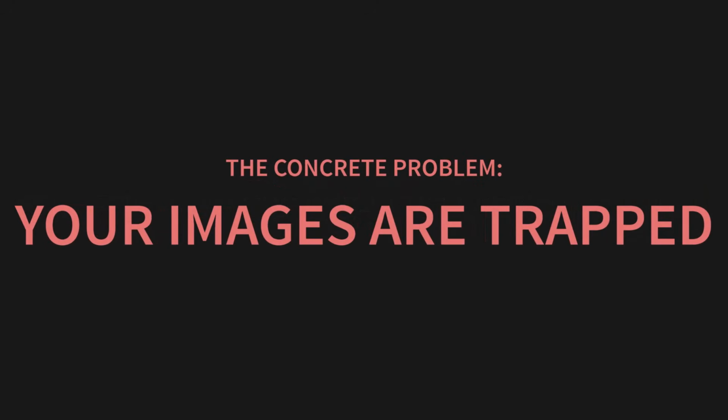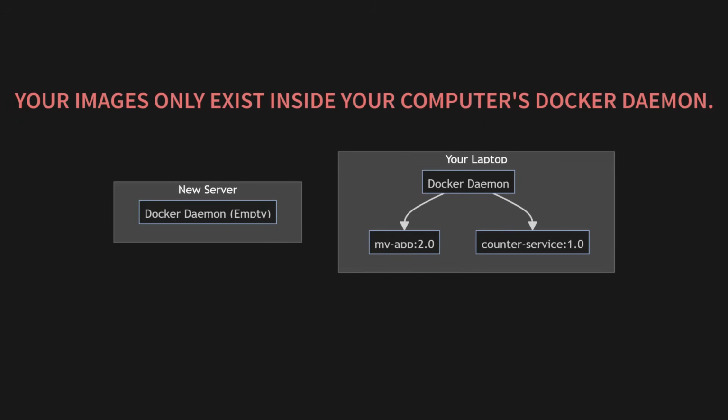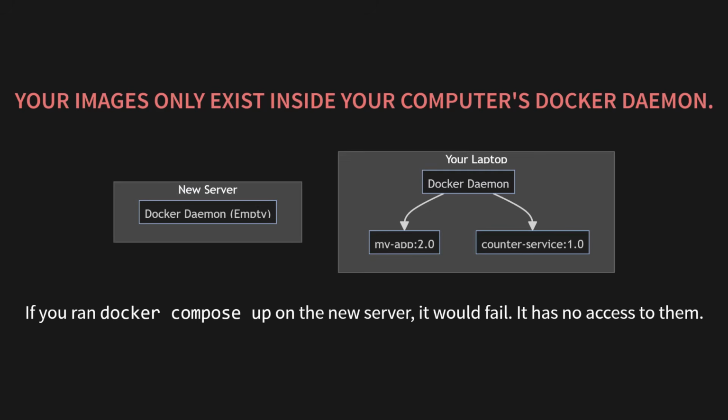Instead, you send them the pre-built, versioned image. That's the key. But here's the concrete problem we have right now. Your images are trapped. They only exist inside your computer's Docker daemon. If you look at this diagram, you've got your laptop with its Docker daemon, and inside you have my-app version 2.0 and counter service version 1.0. But over here, the new server, its Docker daemon is totally empty. If you ran docker compose up on that new server, it would fail instantly. It has no access to your images.